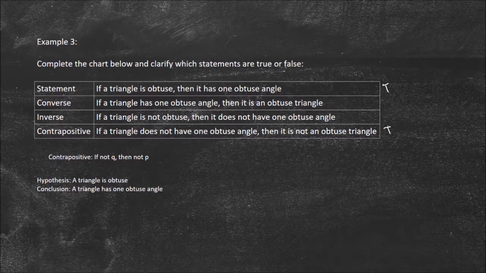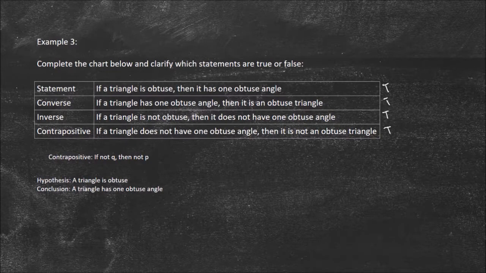If a triangle is not obtuse, then it does not have one obtuse angle. That's true. We have acute, equilateral, equiangular and other triangle types, but the only type that is obtuse are the ones with obtuse angles. So the inverse is true. Lastly, the converse must be true as well. If a triangle has one obtuse angle, then it's an obtuse triangle. That's the definition of an obtuse triangle.